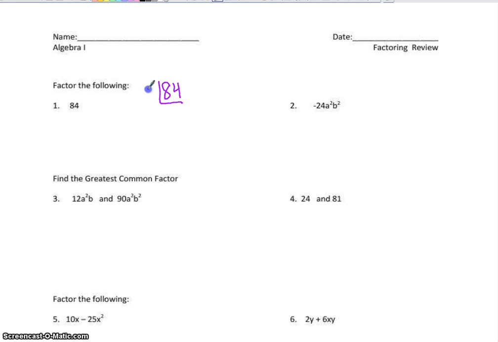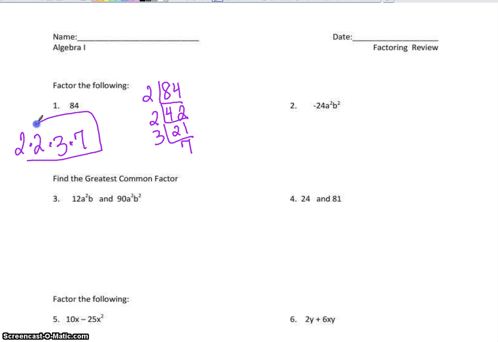It's an even number. It divides by 2. Gives you 42. It's still an even number, so it divides by 2 again. Gives you 21. 21 divides by 3. Gives you 7. 7 is prime, so you're through. You take the numbers that you divided by and you list them. 2 times 2 times 3 times 7. This is your answer.